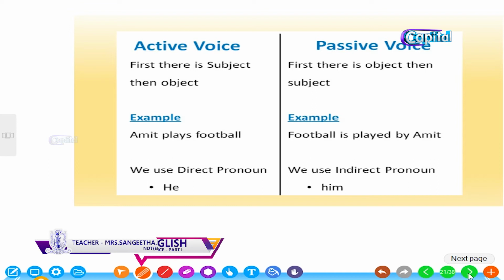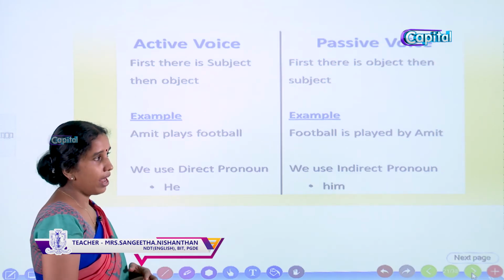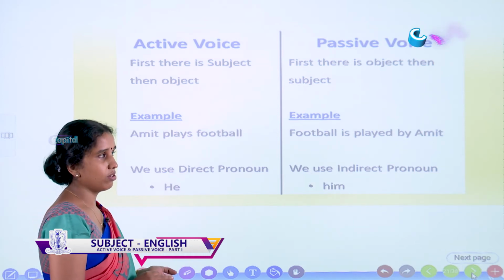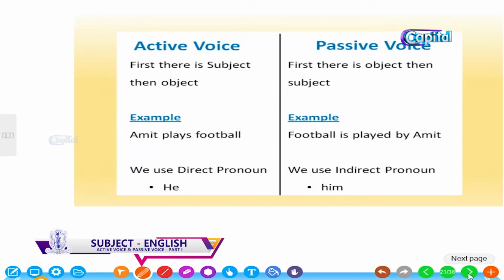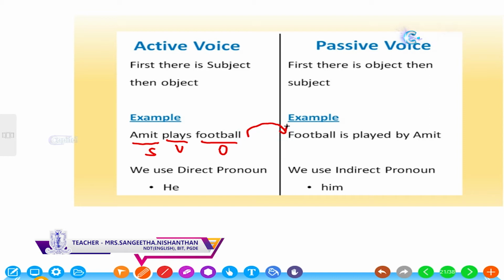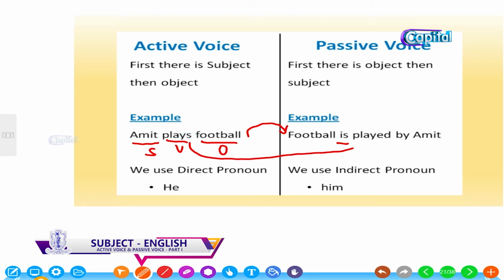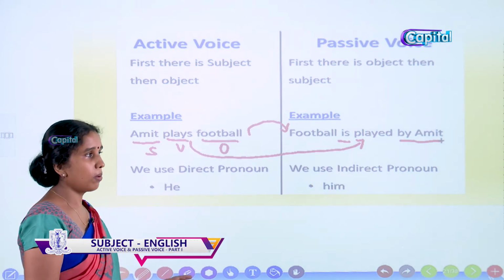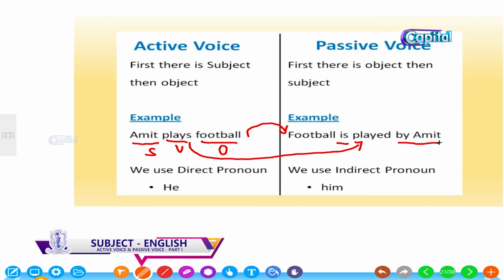In active voice, first there is the subject and then the object, and in passive voice the object comes first and the subject follows after. Example, Amit plays football. Who? Amit, this is the subject. What does Amit do? The verb, plays, and what does he play? Football. This is the object. When we change it into passive, the object comes to the beginning, football, then the be verb is, plus the past participle of the main verb, played, and the doer is added using the preposition by. We use by to say the doer in the passive voice.